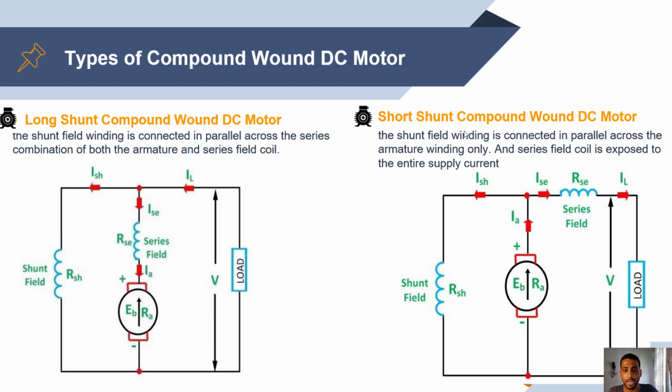Okay, the second type is short shunt combination wound DC motor. So in this case, the shunt field winding is connected in parallel across the armature only, and the series field is exposed to the entire current of the power supply. So look into this circuit. This is the shunt, which is connected directly in parallel with the armature, whereas the series field is exposed to the entire current supply.